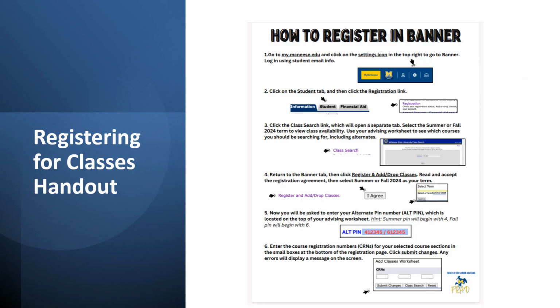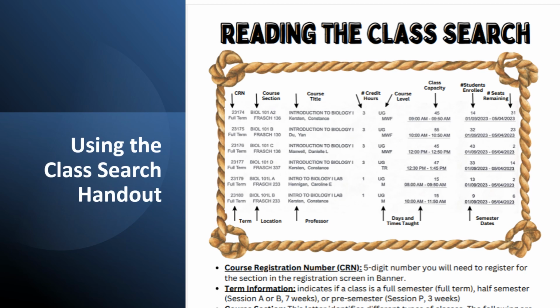Another important handout you will find in your folder are instructions on how to register in Banner. You can pull this out whenever you're in the lab and follow step by step. You will also find a handout on using the class search, and it will list important designations for section types, as well as how to look at different features of the class search.